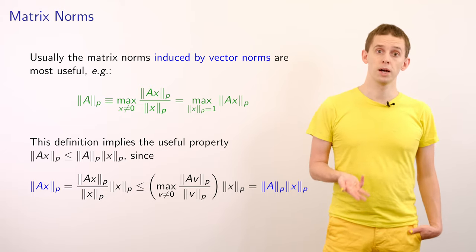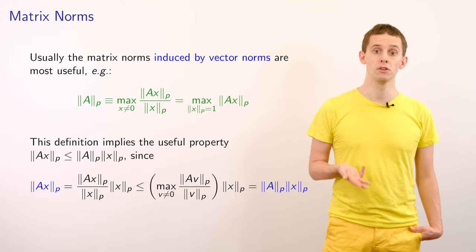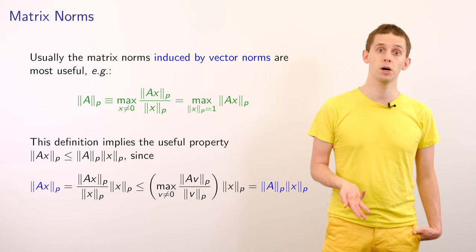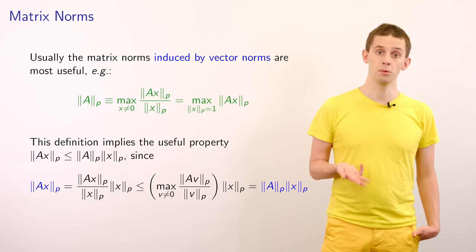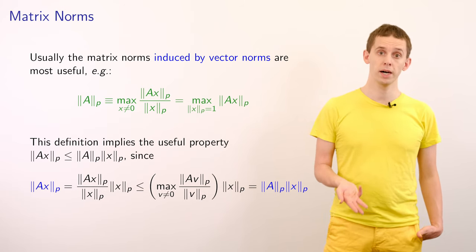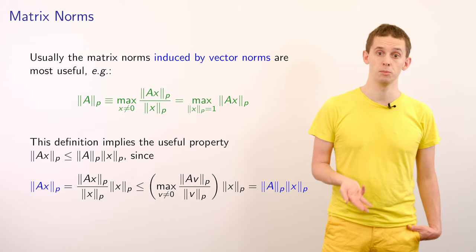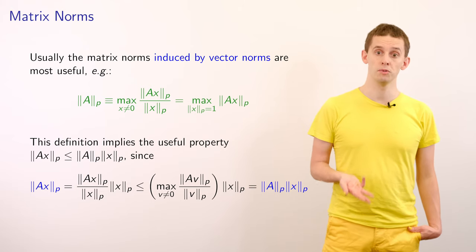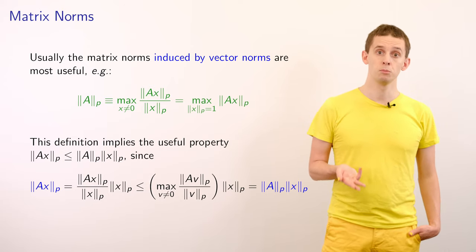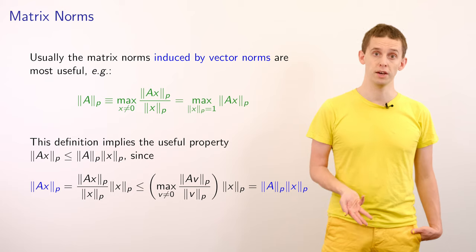And this definition implies this useful property that the norm of Ax is less than or equal to the norm of A times the norm of x. And to derive this, we can write down that the norm of Ax is equal to the norm of Ax divided by the norm of x multiplied by the norm of x. And we can combine those first two terms and use an inequality here. So we can say that that will be less than or equal to the maximum over all non-zero vectors v of the norm of Av divided by the norm of v, multiplied by the norm of x. And that bracketed term is our definition of our matrix norm. So we can rewrite that then in terms of the norm of A times the norm of x.